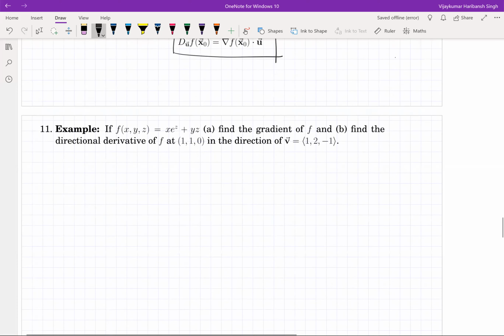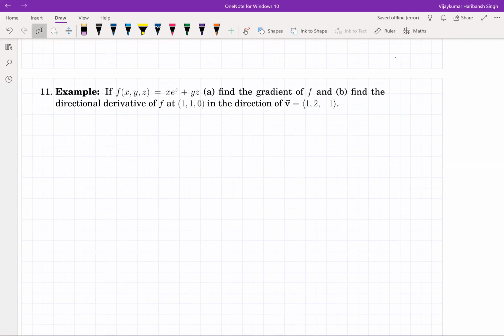So let's take the following function. So let f be x e to the x z plus yz. Find the gradient of f. Find the directional derivative of f at 1, 1, 0, and in the direction of vector v. So let's embark on this problem.